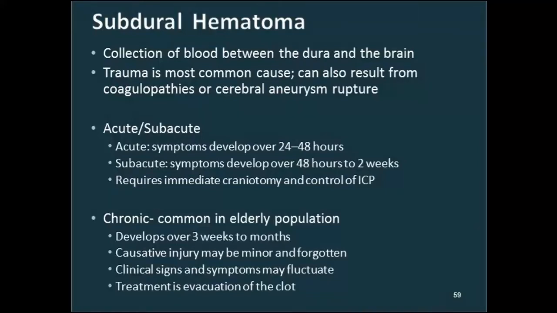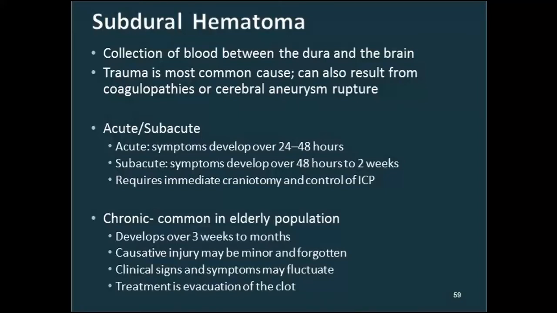So there are two types of subdural hematoma, an acute or subacute, and then there's chronic. Okay? Acute subdural hematoma typically develops over 24 to 48 hours, and then the subacute symptoms will develop 48 hours to up to 2 weeks. So it's very slow developing. Okay? Even the acute takes a day or two for symptoms to develop.